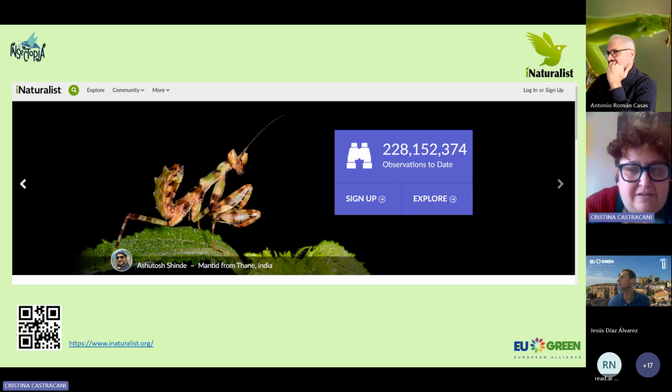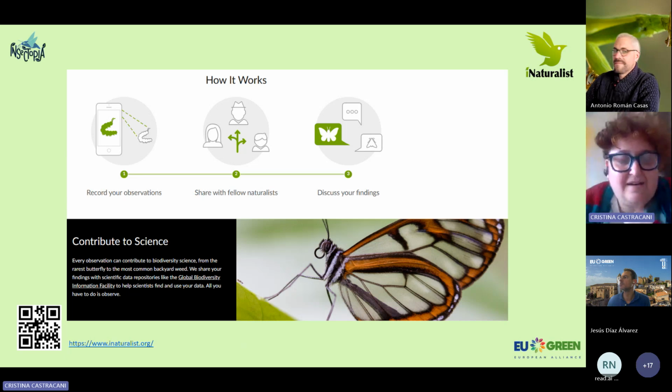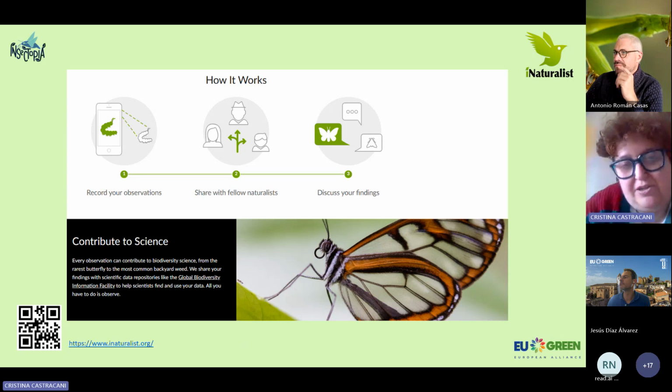iNaturalist basically is a platform for monitoring biodiversity. So it's not a citizen science project, but a platform that can be used by citizen science projects. How it works: you go into nature and record your observation. You take some pictures of the animal or plant that you are interested in, then upload your pictures and all the information about when and where they were collected to iNaturalist.